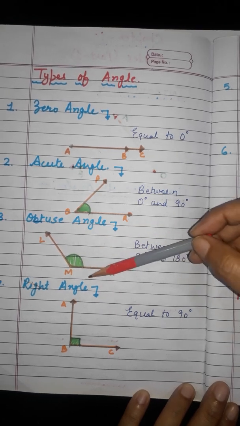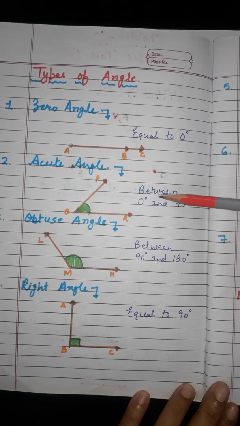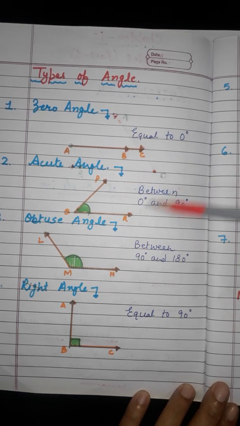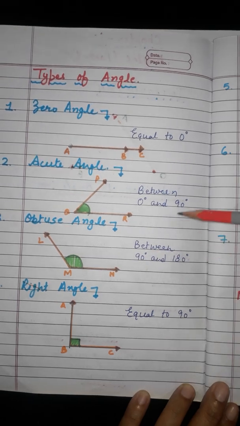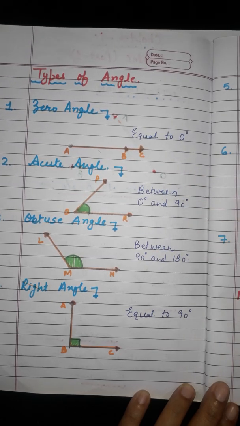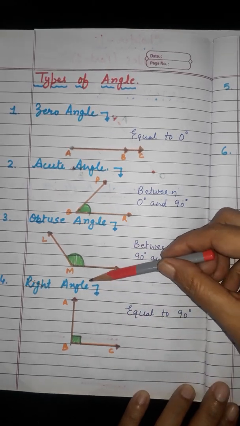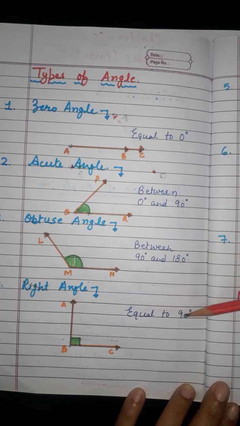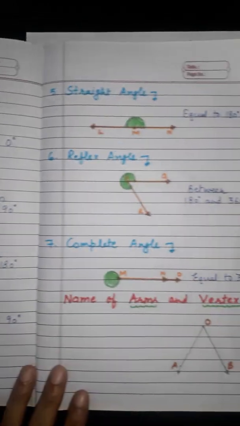After that, the right angle. Here we are talking about angles between 0 and 90 degrees, and angles between 90 degrees and 180 degrees. So what about the angle equal to 90 degrees? An angle equal to 90 degrees is known as a right angle. After that, the straight angle.